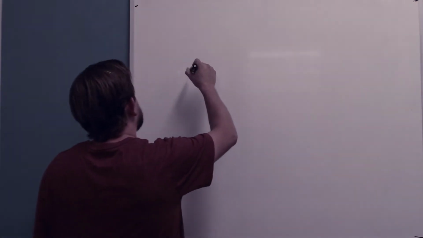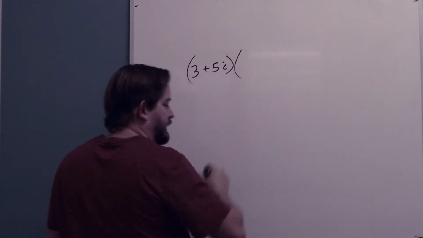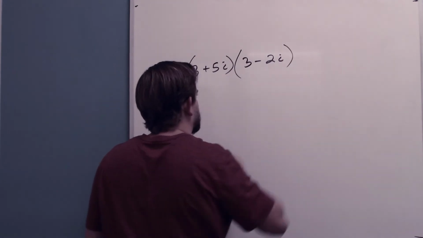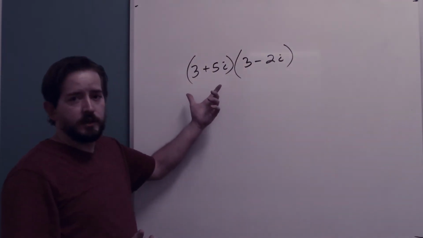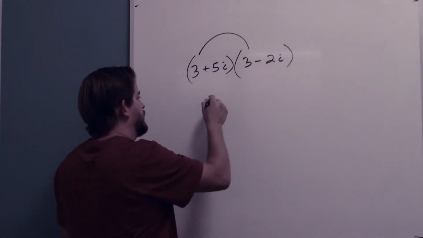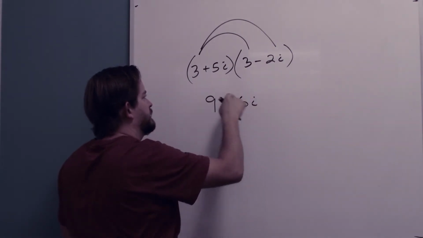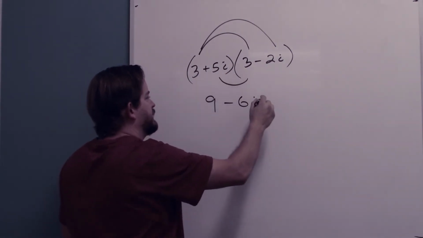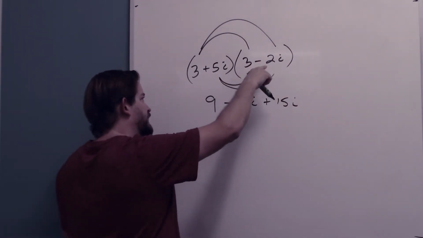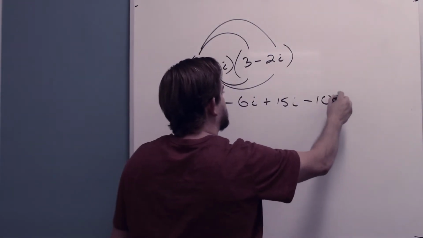So let's take a look at, say, a problem: 3 plus 5i, and that gets multiplied by 3 minus 2i. To multiply this, I'm just going to treat it like I'm foiling. So 3 times 3 gives me 9. 3 times minus 2i gives me negative 6i. 5i times 3 is 15i. And then 5i times negative 2i, I get 5 times negative 2 is negative 10. i times i is i squared.